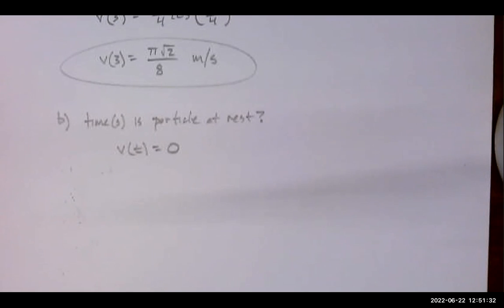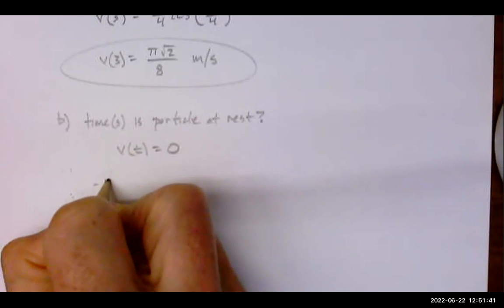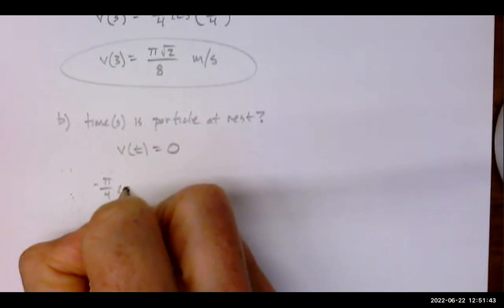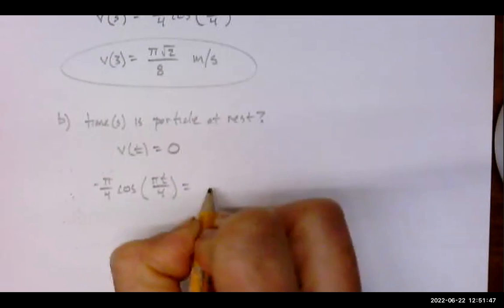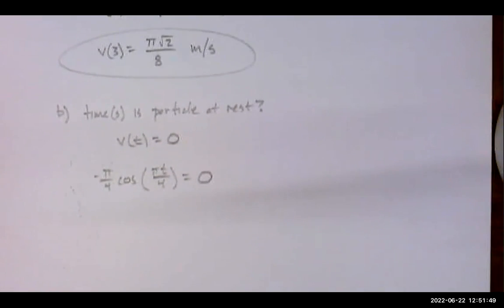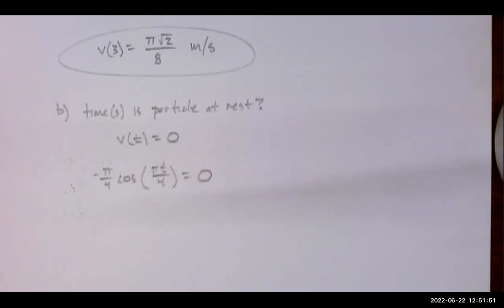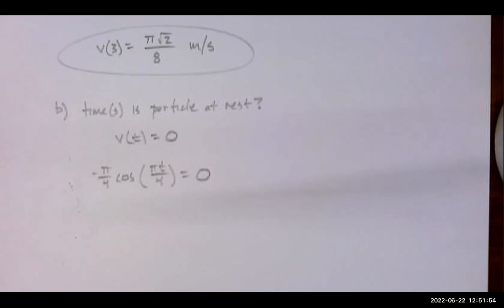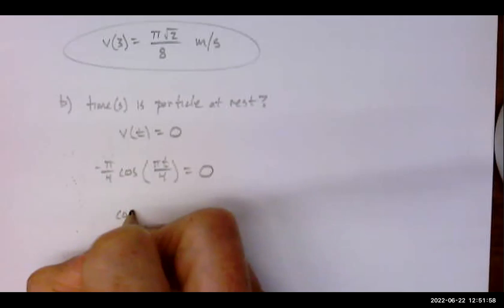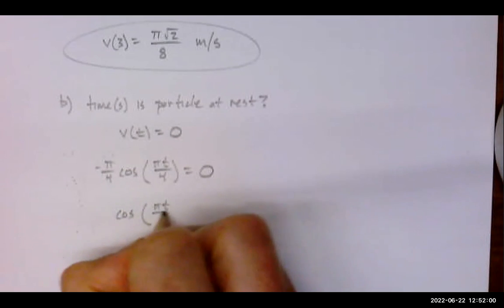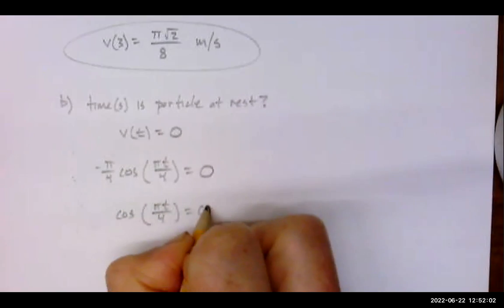So how can we approach this? We'll take our velocity function, set it equal to 0 and solve. We know that this is negative pi over 4 cosine pi t over 4. When is that velocity 0? Well, this negative pi over 4, we can divide from each side and we're left with cosine pi t over 4 equals 0.